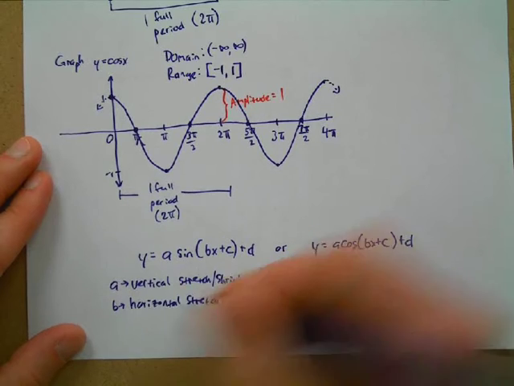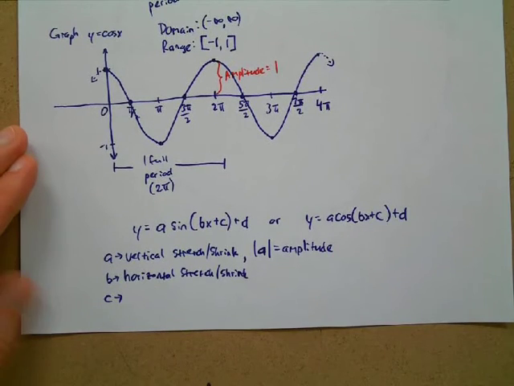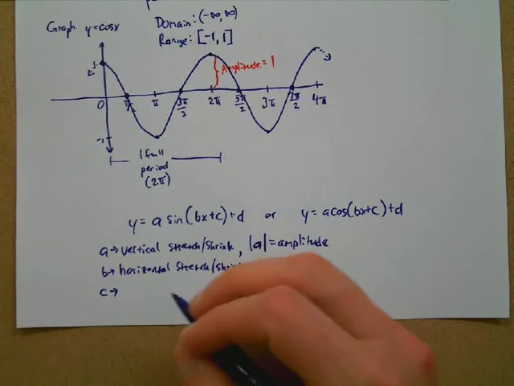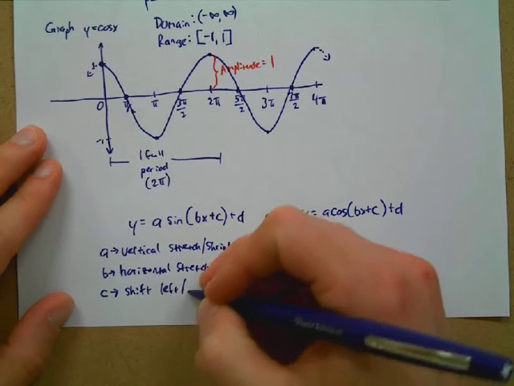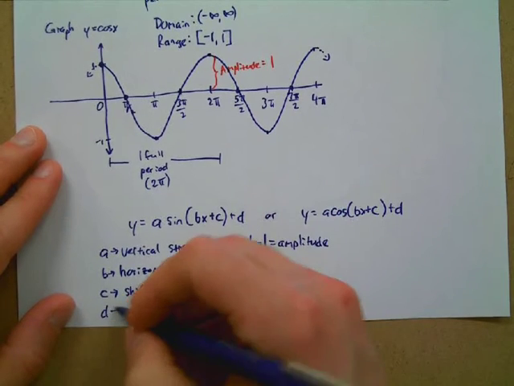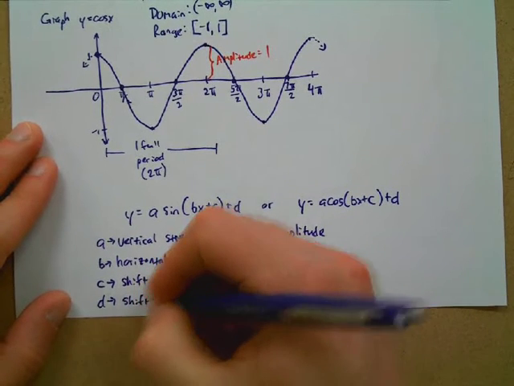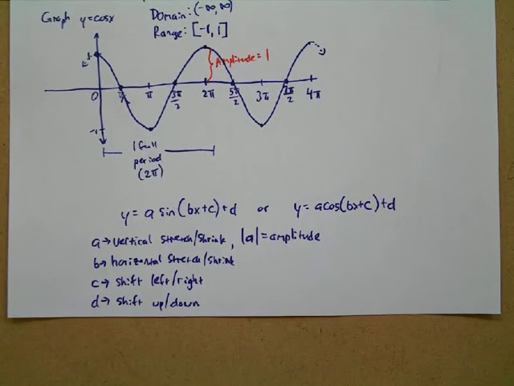Okay. What's C going to do? That plus C on the inside with the X. When you add or subtract a number to the X, what does that do? It's going to what? Left or right? Yeah, shift left or right. Okay, and then what's D? Plus D on the outside. What's that going to do? Shift it up or down, yeah. Okay, just like that. Question?